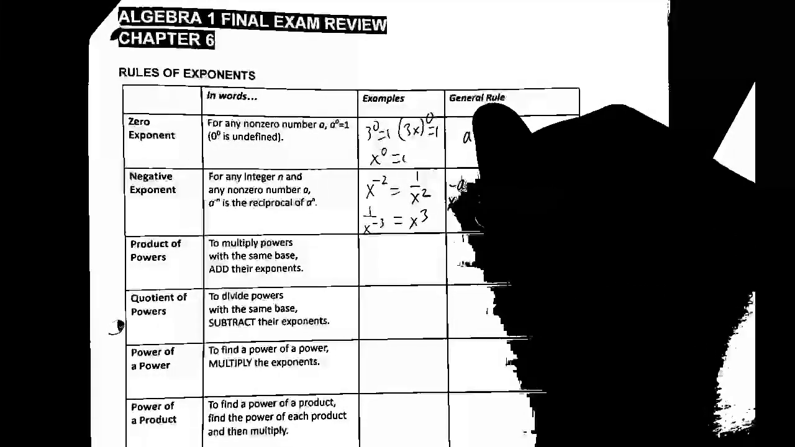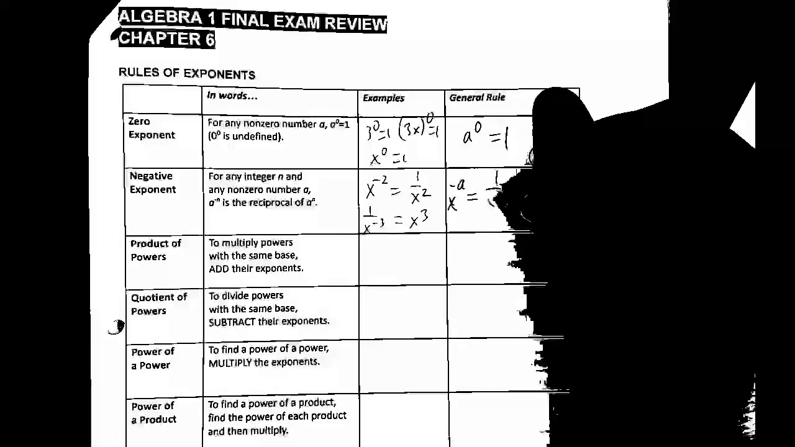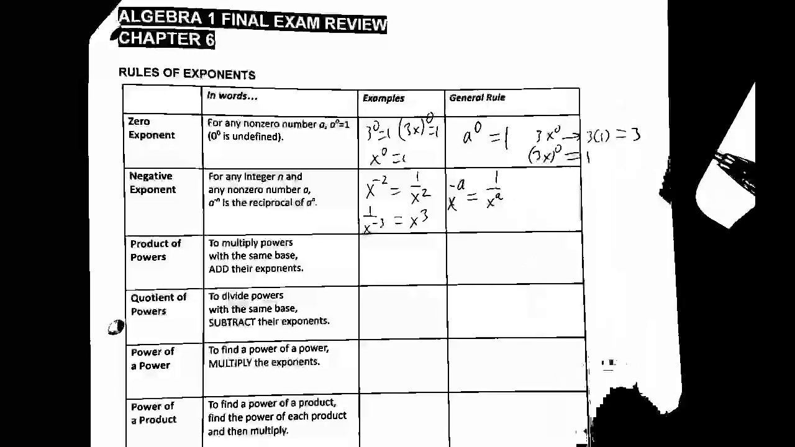Okay, negative exponent. For any integer n and any non-zero a, a to the negative n is the reciprocal of a to the n. All right, so big picture, all this is saying is if you have x to the negative second, that's the same as 1 over x squared. If you had 1 over x to the negative third, that's just the same as x cubed. The rule being that if you have a negative exponent, you can rewrite it as a positive exponent by moving it to the other side of the fraction.